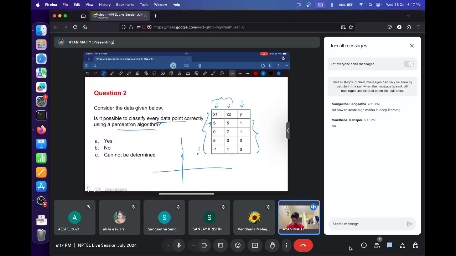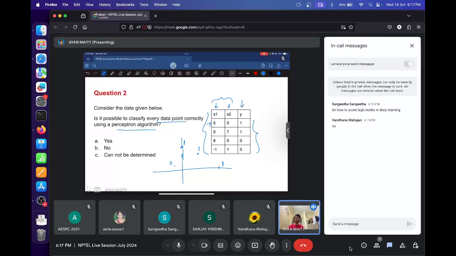The next point is 0, 7. So it would be somewhere here, and this is also class 1. The third point is 8, 0. So it will be somewhere here, and the class label is 0 for this one. And the last point is -1, 1. So it will be somewhere here. The class label is 0. So roughly these are the points.